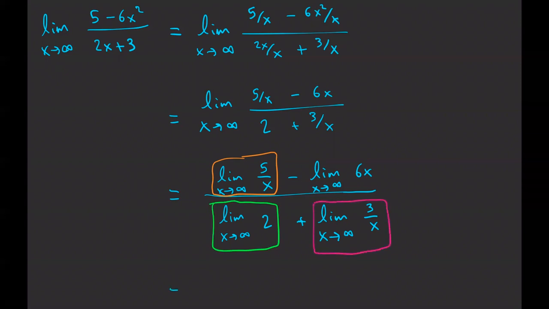Let's actually just evaluate those. I'm going to get 0 for this orange limit. That's good. I'm going to get 2 for the green limit. And for the pink limit, I'm going to get 0. Now I've left off this limit here that I'll box in red. And if I look at that limit, that's a limit as x approaches infinity of 6x.